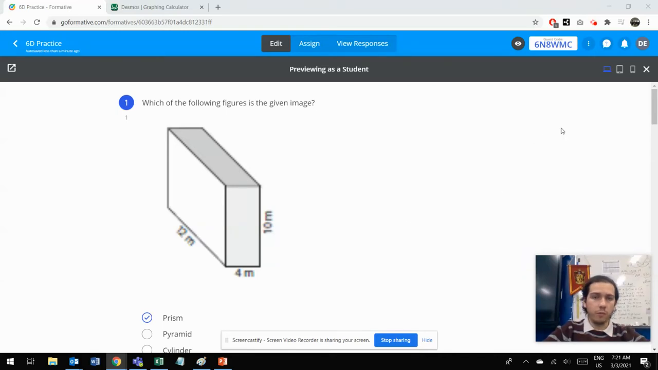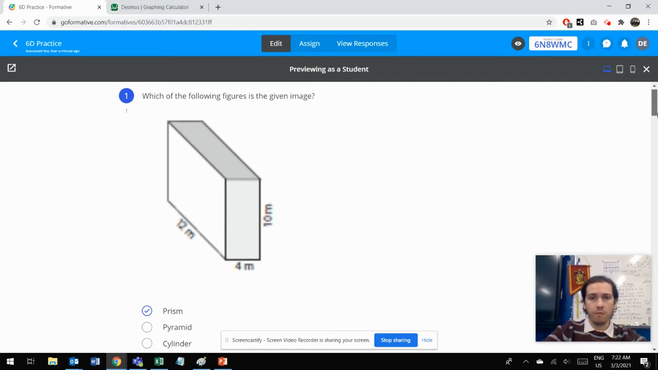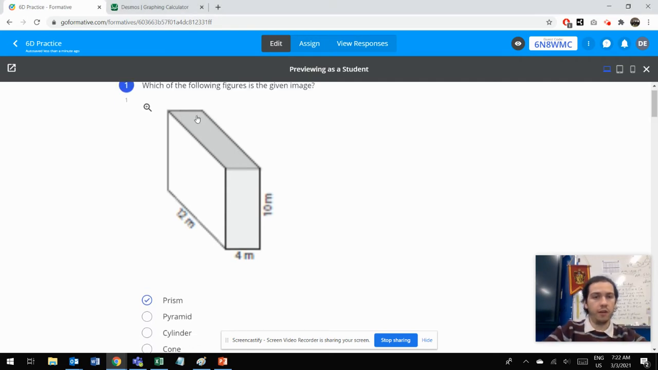Welcome. In this video series, I'm going to go through the different volumes of solids that we're going to be looking at in our 6D target. First, I'm given this figure here. It is some type of shape. It's got 12 meters for this side, 4 meters for this side, and then 10 meters for this side.